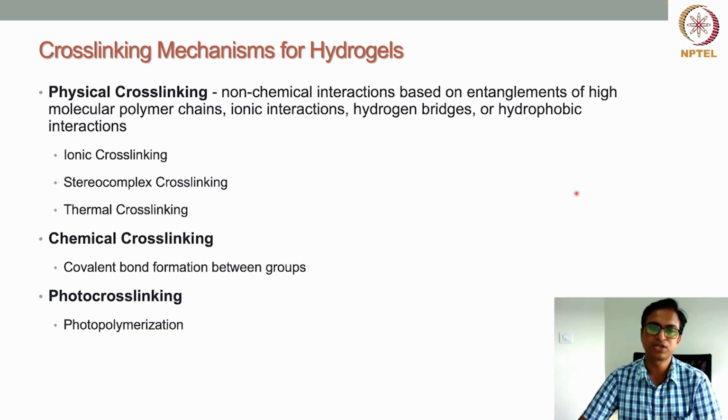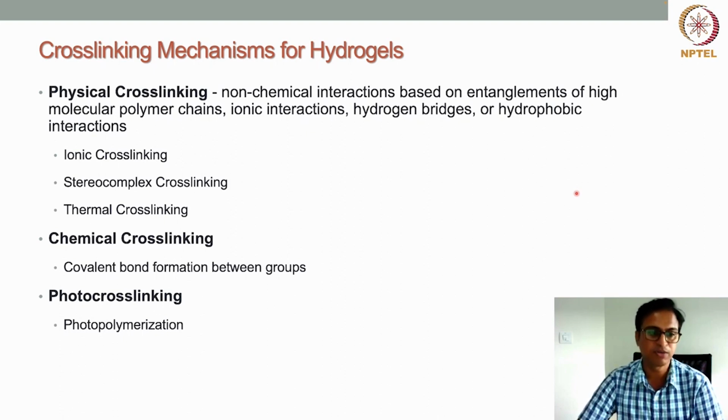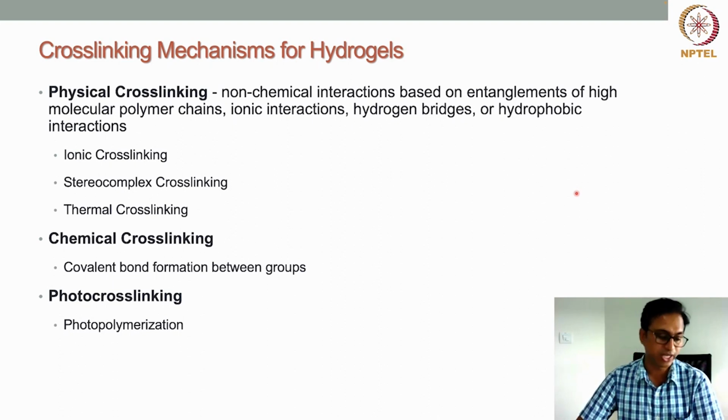There are many examples of this thermal physical cross-linking. Similarly, chemical cross-linking is another way to introduce gelation within a hydrogel, but here it is a chemical interaction. There, covalent bond formation between the groups happens in chemical cross-linking. Suppose we introduce certain cross-linkers that will bind two different groups, it can be intermolecular or intra-chain within the polymer chain. All these things can lead to chemical cross-linking.